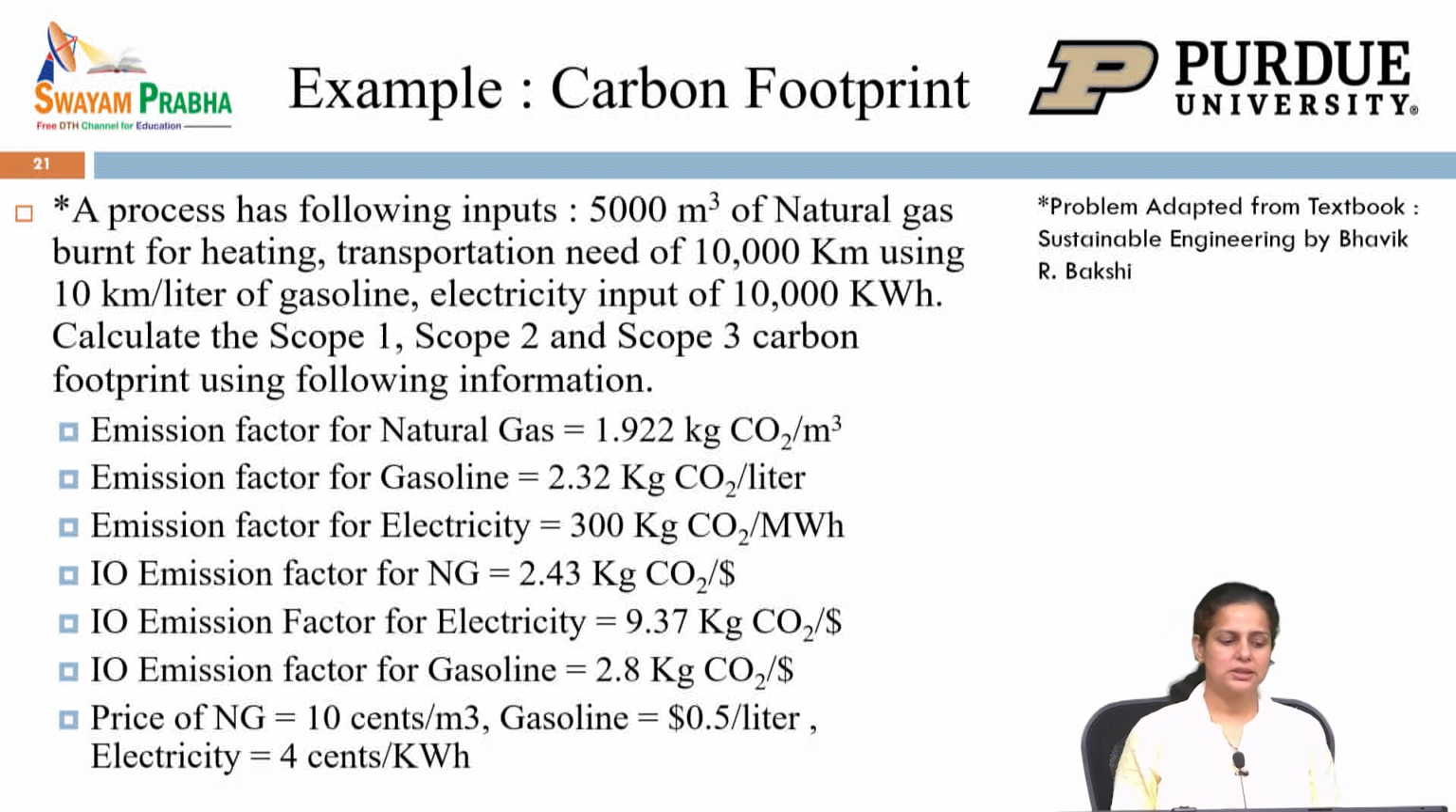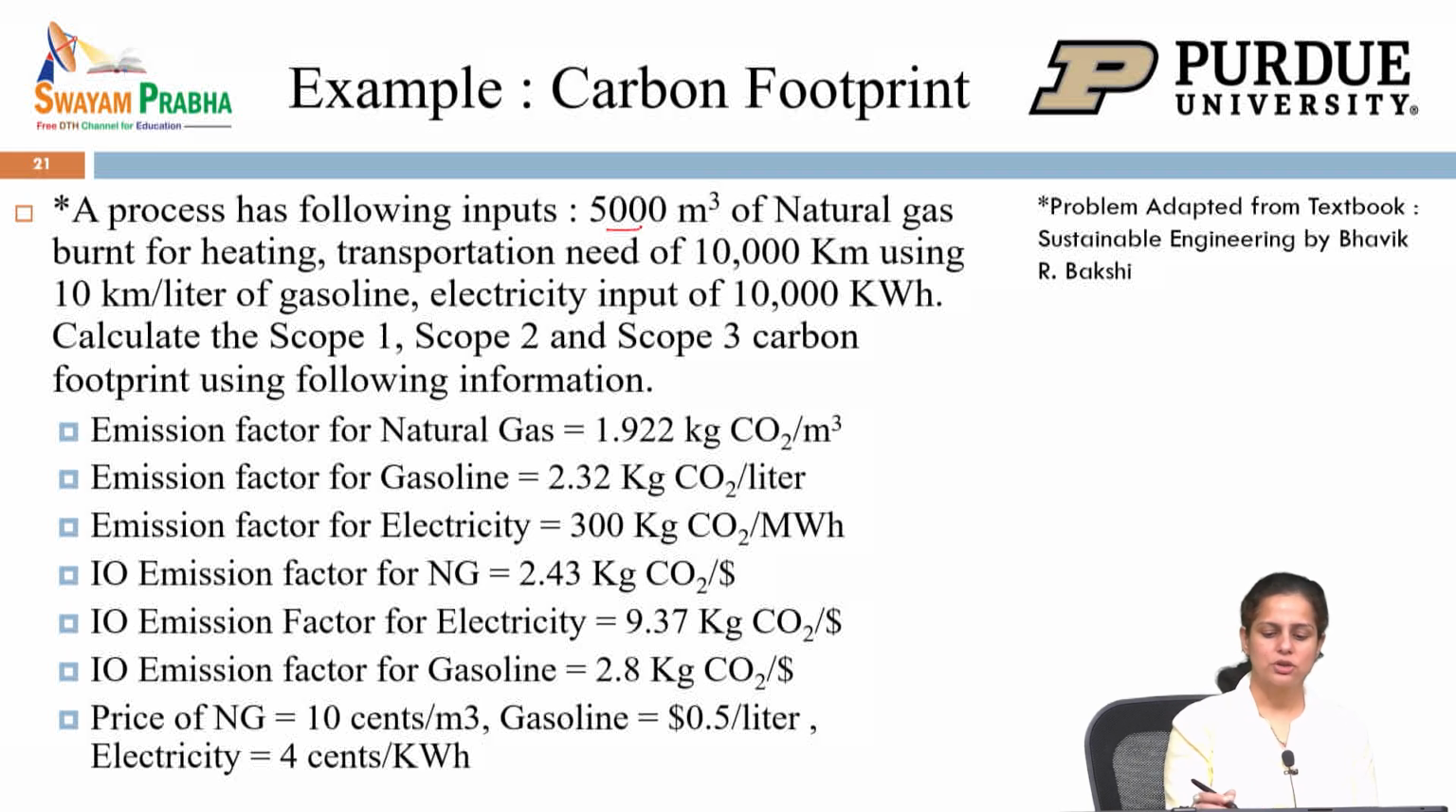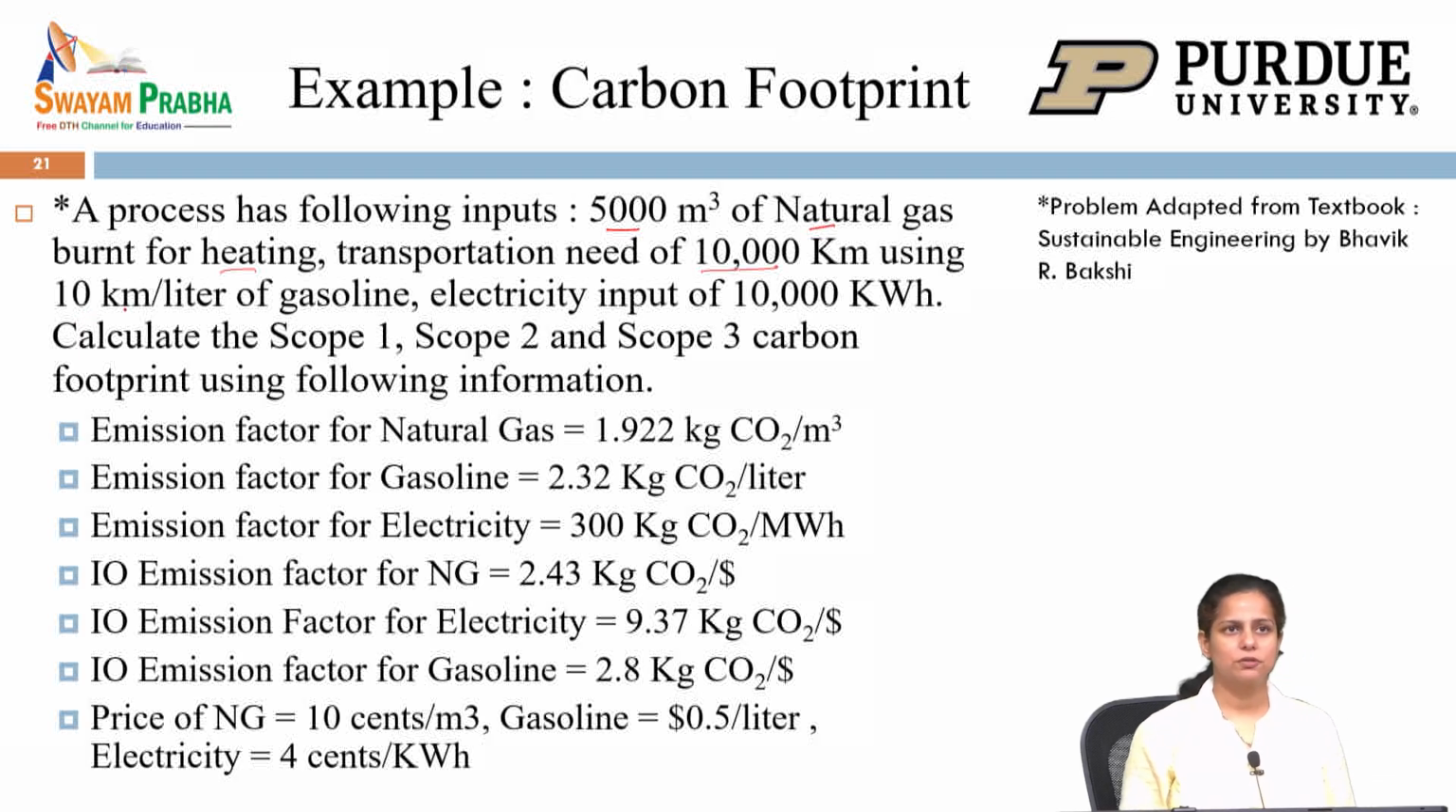The process is consuming 5000 meter cube of natural gas which is burnt for heating. Then the process is supported by transportation of 10,000 kilometer using 10 kilometer per liter of gasoline. So, we are able to drive 10 kilometer per liter of gasoline, and then it also has an electricity input of 10,000 kilowatt hour. Here, for the first 30 seconds, focus on calculation of the scope 1 emission.